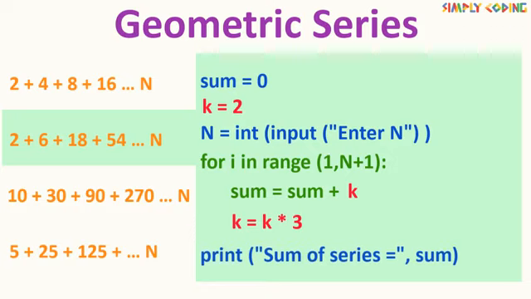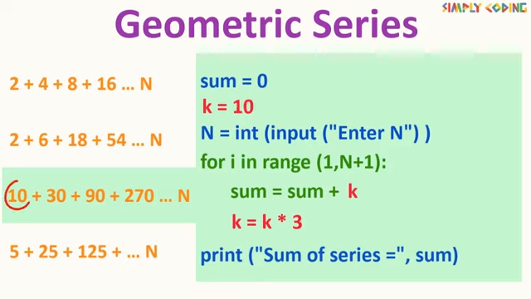This is our program for the second series. Similarly, we will solve the next series, which has a starting number of 10, and each term is obtained by multiplying the previous number by 3. So in the template, we will first assign k to 10 and then do sum is equal to sum plus k, and then k is equal to k multiplied by 3 inside the loop. This is our program for this series.